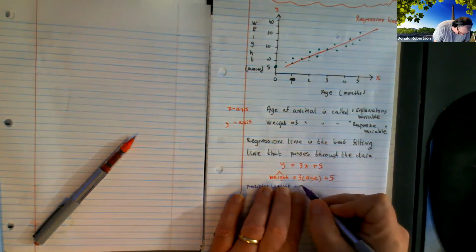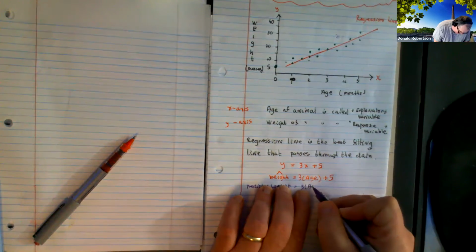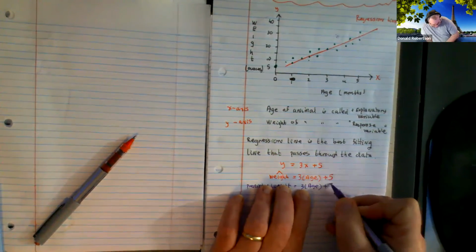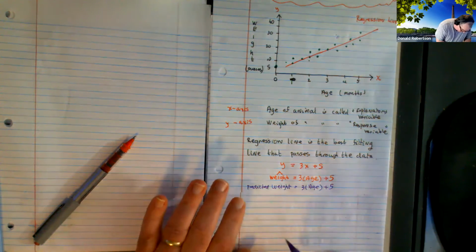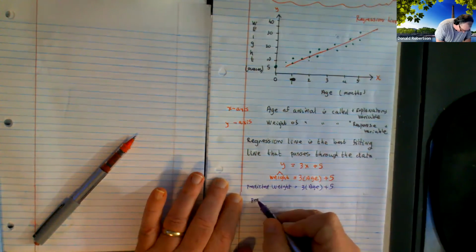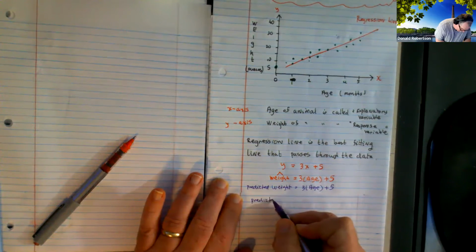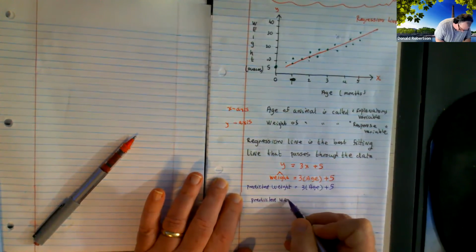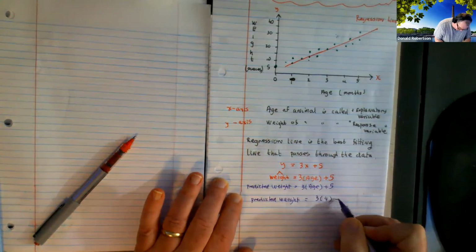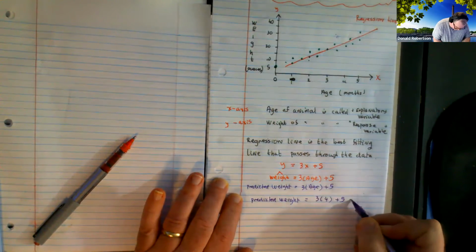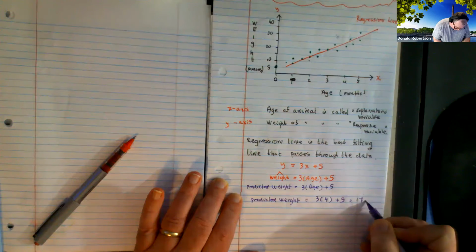So if you took a typical animal from this group and you found one and it was 4 months old, whatever way you figured it out, it was 4 months old, then its predicted weight should be 3 times its age plus 5, which should be about 17 ounces because it's a tiny little creature.